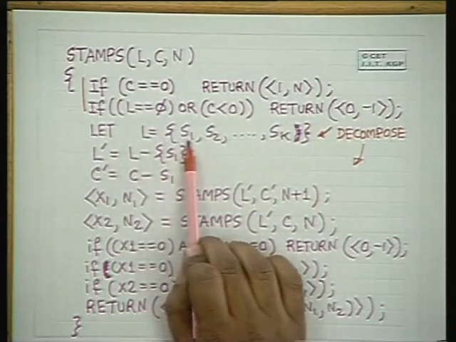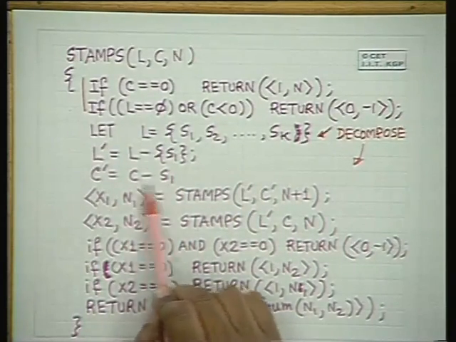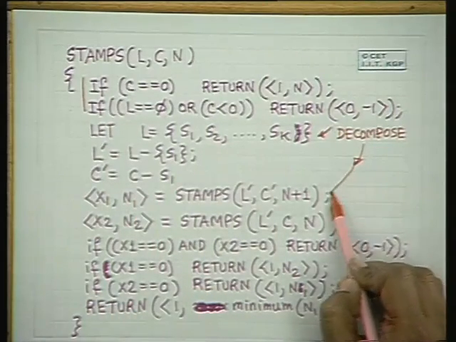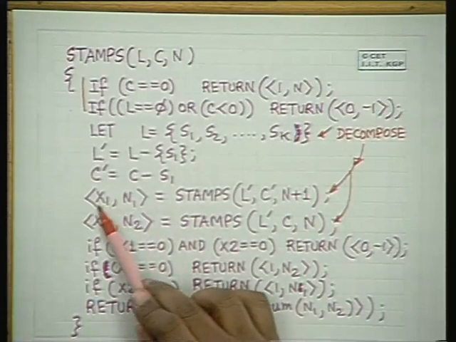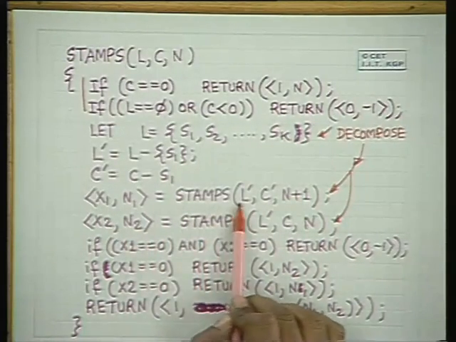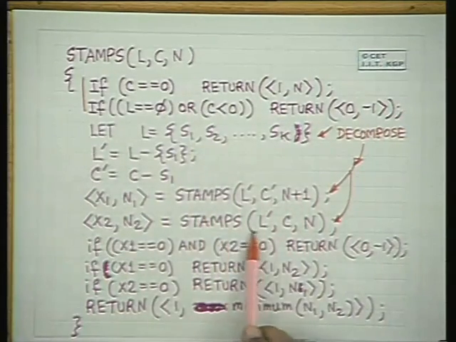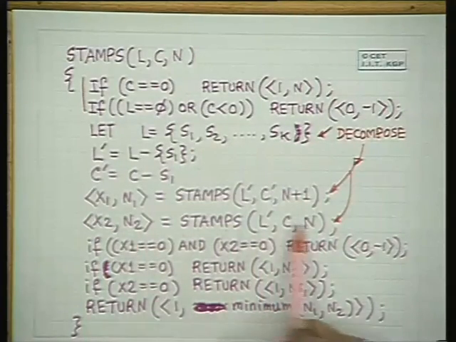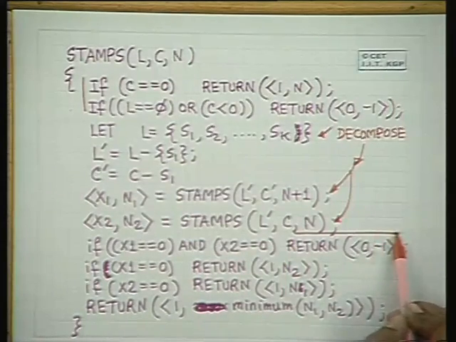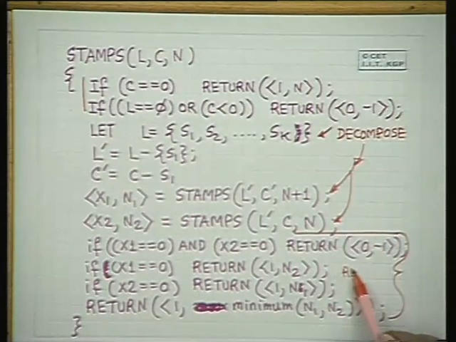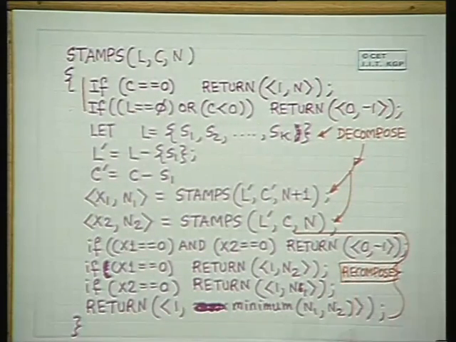Let L be S1 to Sk, L dash is L minus S1, C dash is C minus the value of S1, and here are the two decompositions. You write them in any order, it does not matter. So you will solve them both. Stamps on L dashed, C dashed and N plus 1. This is choose S1. And L dashed, C and N, do not choose S1. And after this, from here onwards, this part is the recomposition, as we have already discussed in the structure of the initial definition.